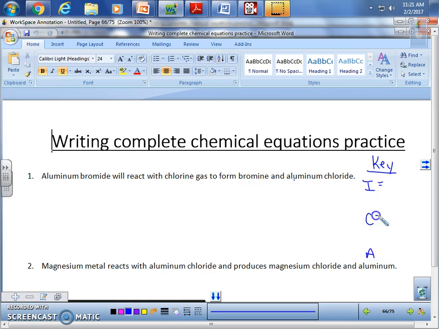Okay, I would write this down every time I was about to do anything like this. I'd write my key down. Maybe have it somewhere on a note card or something that you can just pull out and look at it. Ionic, you're always looking for that metal. Okay, and your key is cross those charges and reduce. Covalent, you're looking for nonmetals and/or semimetals. Prefixes are your keys. Follow them. Don't cross them. Don't reduce them.